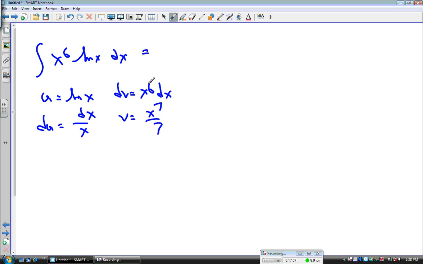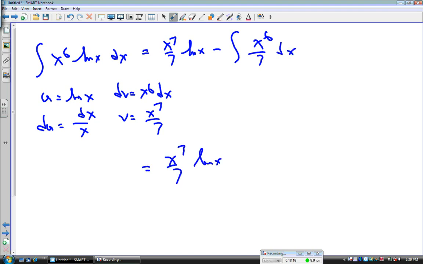So what do you get? u times v, which is x to the 7 over 7 times ln x, minus the integral of v du, and these x's cancel a little bit, and you end up with the integral of x to the 6th over 7 dx. And so what is that? Well, that's x to the 7th over 7 ln x minus x to the 7 over 49 plus c. And you can factor out the 7th, and you can factor out the x to the 7th if you like, but that's fine.